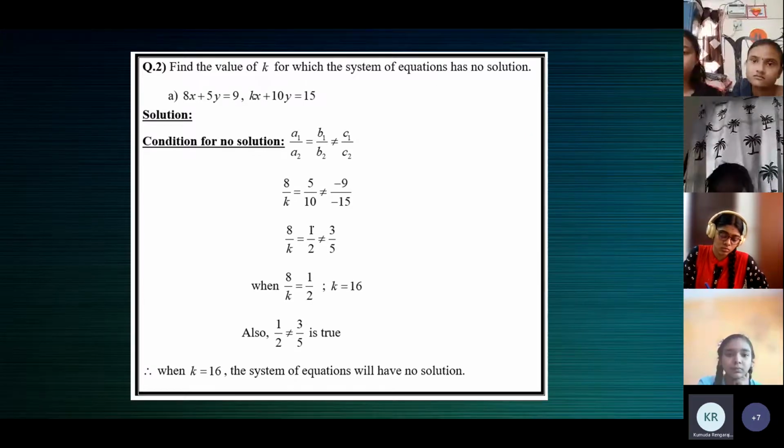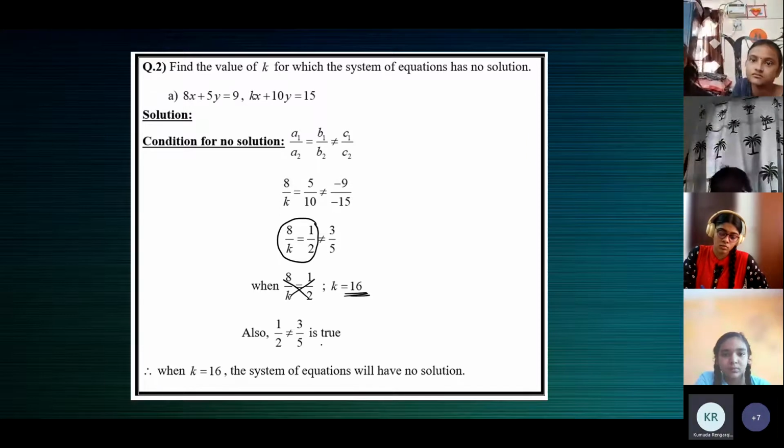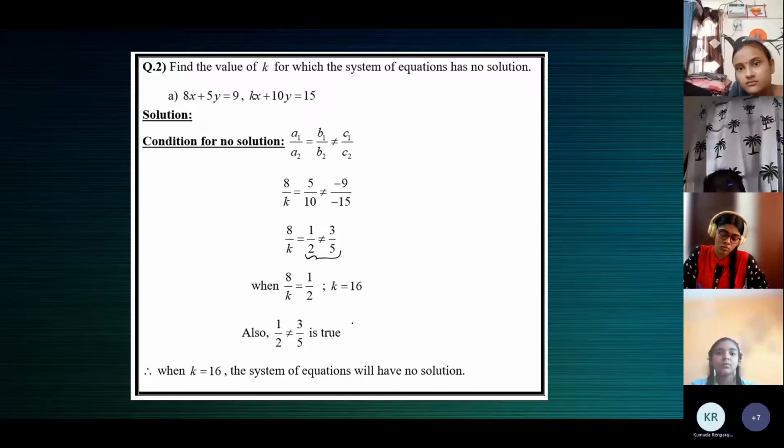Now work this one. 8 by k is equal to 1 by 2. On cross multiplying, you get k is equal to 16. And this part, half is not equal to 3 by 5, is also true.